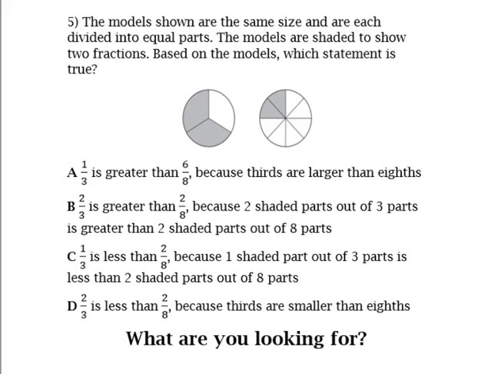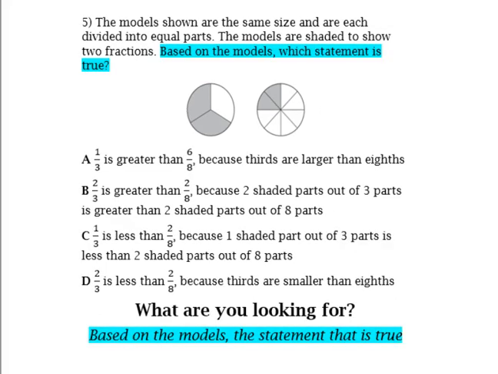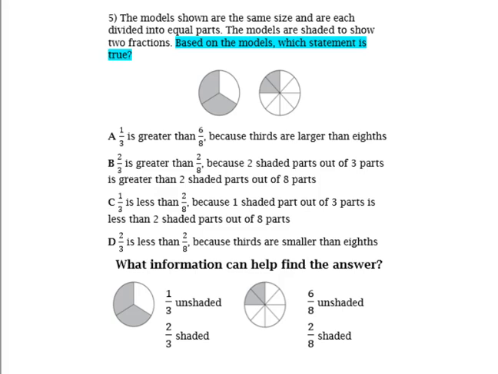What are we looking for? We are looking for, based on the models, the statement or the answer choice that is true. Okay? What information can help us find the answer? Well, looking again at the left-hand circle, we know that 1/3 is unshaded and 2/3 is shaded. And for the right-hand circle, there are 6/8 that is unshaded, or not shaded, and 2/8 that is shaded.